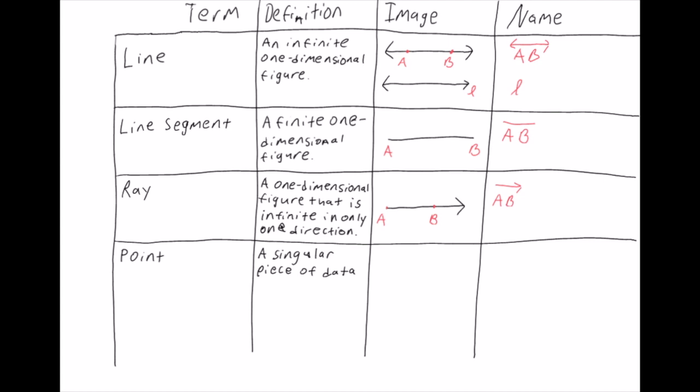A point is a singular piece of data. It's just a point. So it's a point with name P. And to name it, it's just P. You don't say point, it's just P.